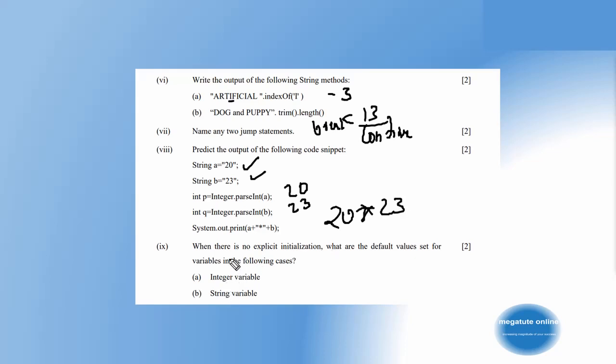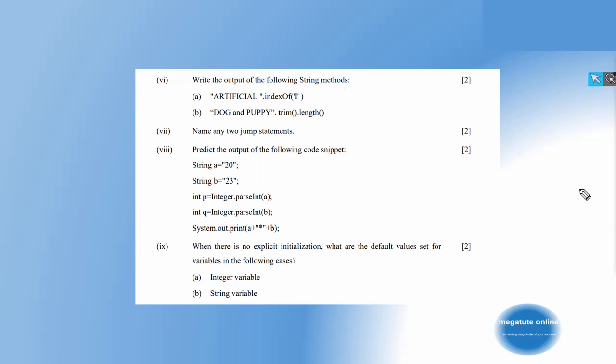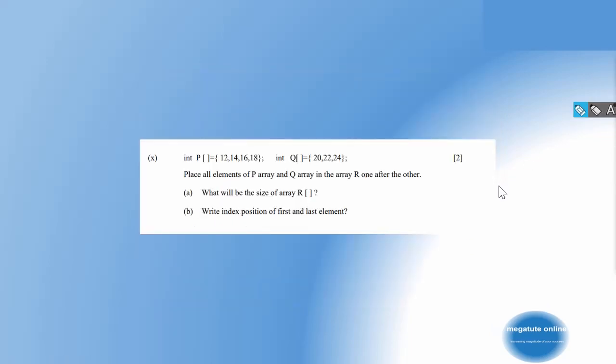When there is no explicit initialization, what will the default values be for these? Integer values always have a default value of 0, and string values always have a default value of null. All right. Let's go ahead to the next one. This is the last one.